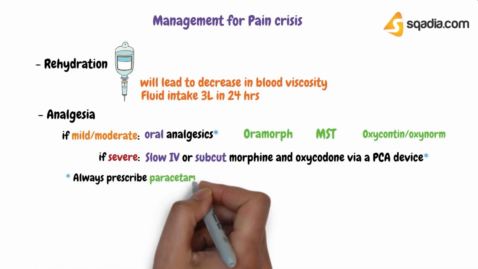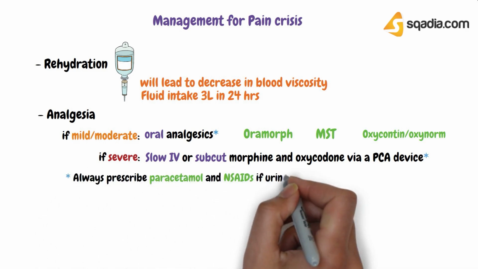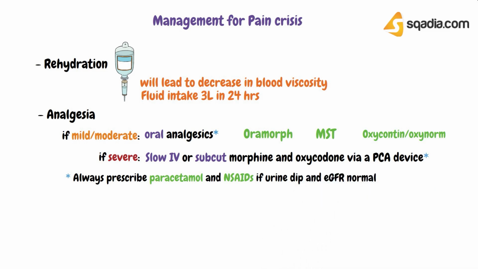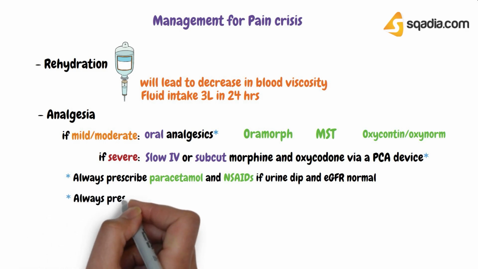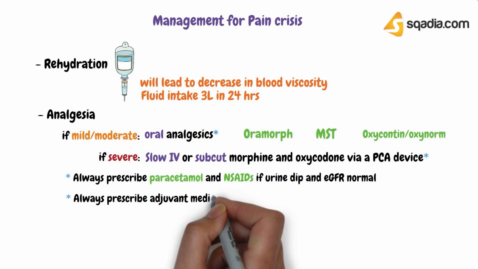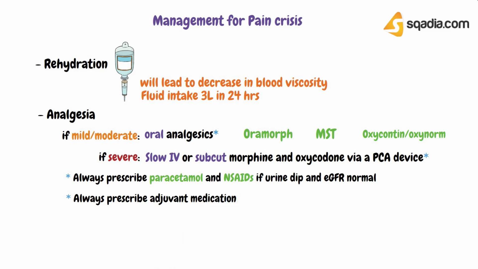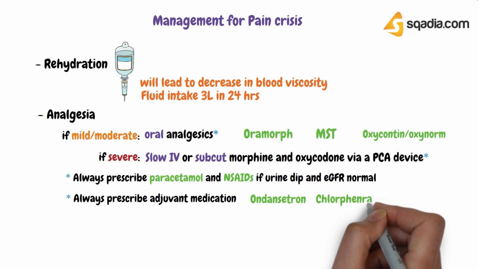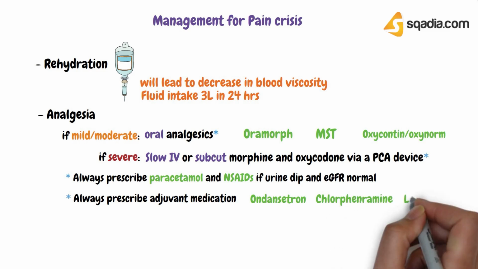And then always remember to prescribe paracetamol and NSAIDs with these analgesics if the urine dipstick and glomerular filtration rate is normal. And always remember to prescribe adjuvant medications along with the analgesics, which include antiemetics such as ondansetron, antipruritics such as chlorpheniramine, and laxatives.